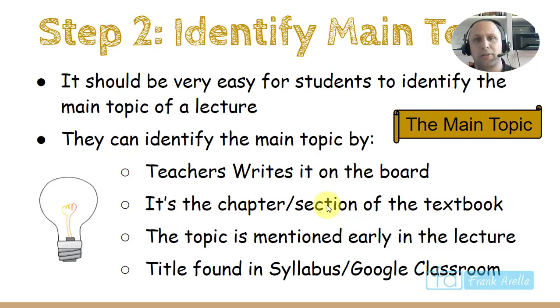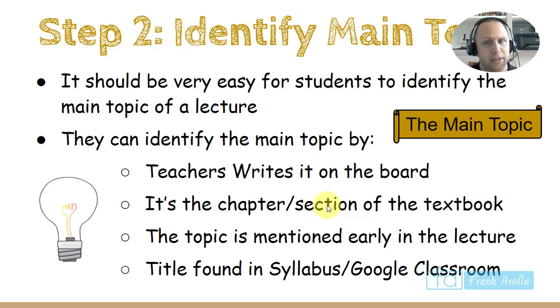Students can identify the main topic if the teacher writes it on the board, or if it's a chapter section of a textbook. If it's section 2.2, maybe in a physics class, and you're working on velocity of moving objects, whatever. The topic is mentioned early in the lecture, and it can be found in your syllabus or on Google Classroom. If you're using Google Classroom, maybe you put your topic of the day or something like that. So it should be easy for the students to identify the main topic.